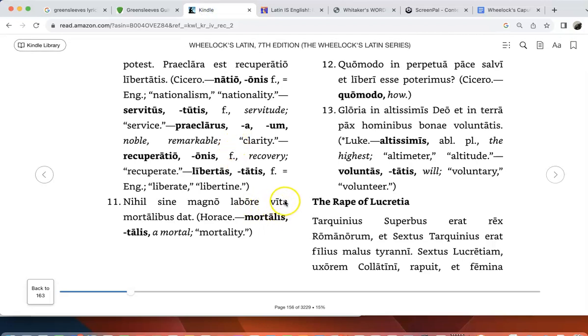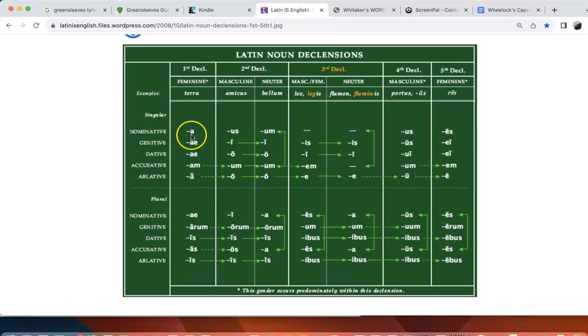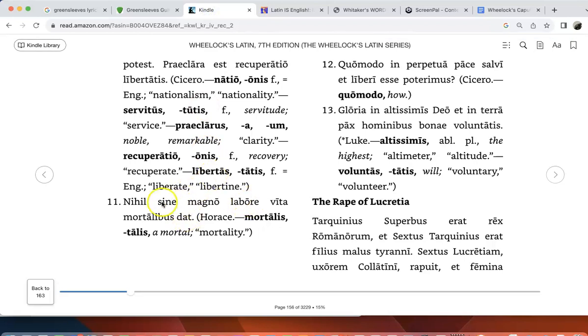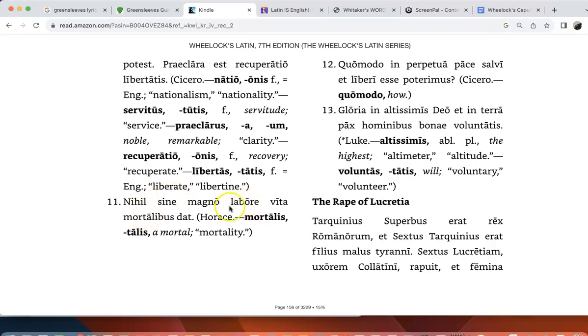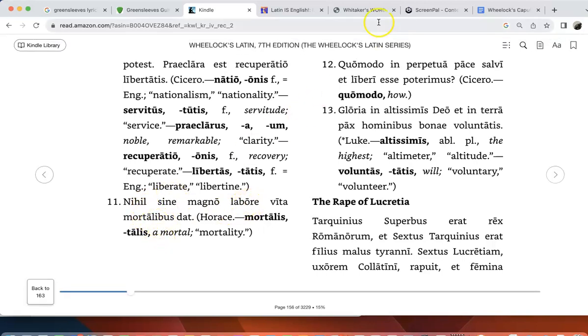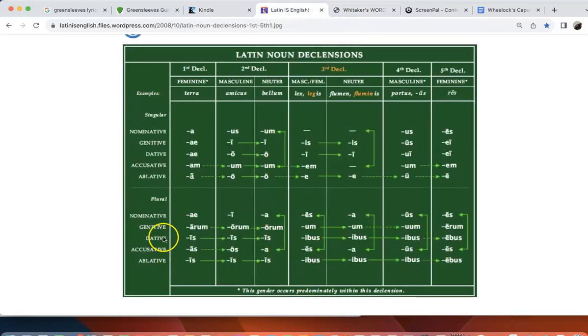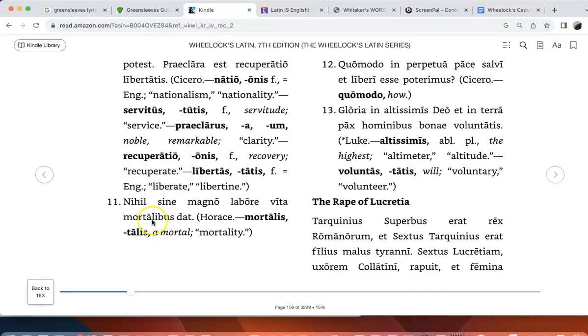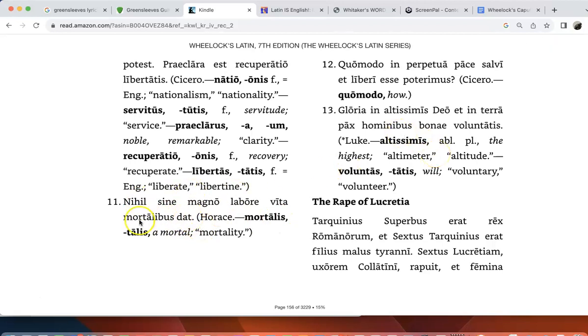Because this is our subject, how do we know that? Because it ends in A, which is nominative, first declension, letter A. So that is our subject, which we had in chapter 1. So life gives nothing to mortals without great effort. Mortalibus is third declension, dative plural. Dative plural is ibus. Remember, dative is to or for whom something is done. So we put it all together. All right, we're going to stop right there. We'll skip those last two.